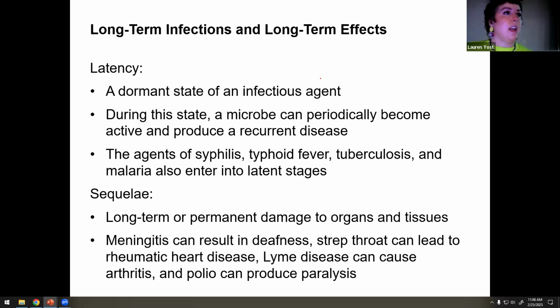All right. So anything where you've been infected and you're carrying it around with you, but it's not actually causing disease presentation, that period is called latency. Yes.